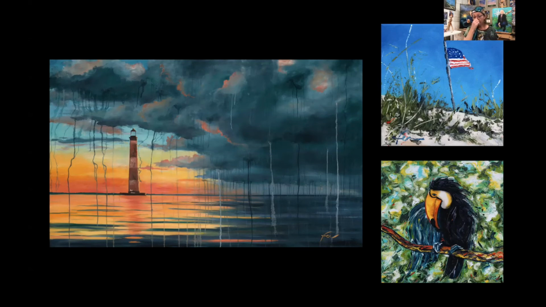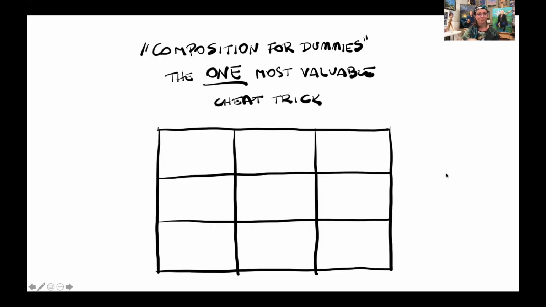Then if you look at the toucan, it's off center, and the side of the toucan goes in a third of the canvas, and then the branch underneath is another third from the horizon. Same thing with the flag on the top. You can notice, if you're looking at the composition, they are exactly the same. The only thing that changes are the objects in it.